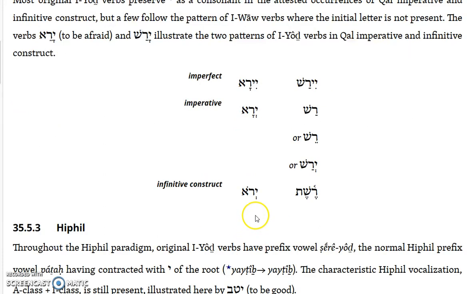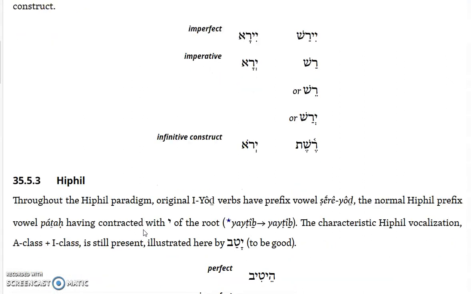The infinitive construct for Yireh is regular with a Shva and a Holam, as you would have with a strong verb. Though with Yirash, it does the thing of adding the T at the end and following a segolate pattern, Reshet. So there will be some variation among original first Yod verbs as to exactly how to do the infinitive construct. And even the imperatives, there can be more than one form.